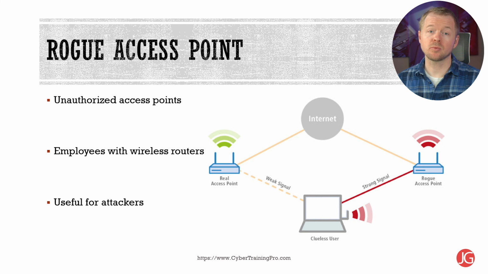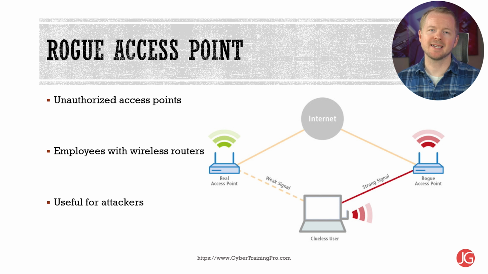Rogue access points, or rogue APs, are access points that are placed within a network without official authorization. You might also hear these called counterfeit access points. An example would be if an employee brought in a wireless router from home and plugged it in at their desk. We consider this something called shadow IT because essentially these rogue devices aren't going to get the proper attention from IT or security that they should.